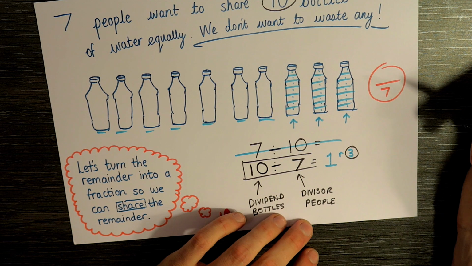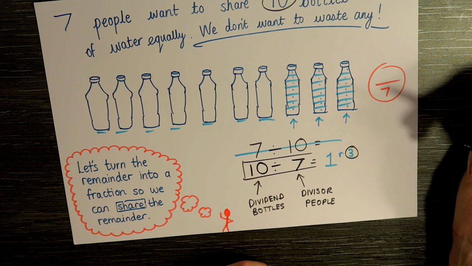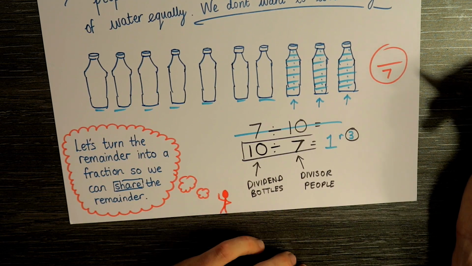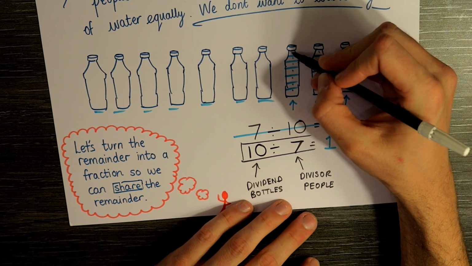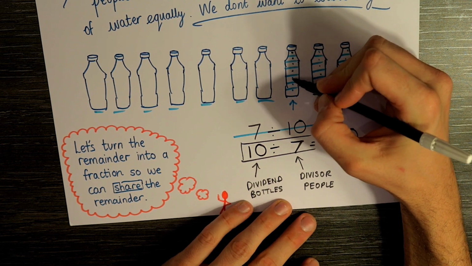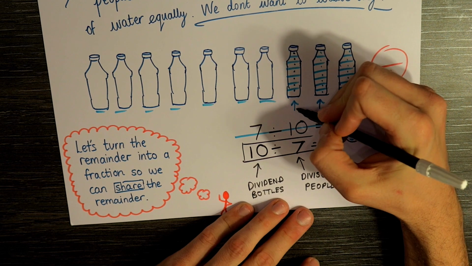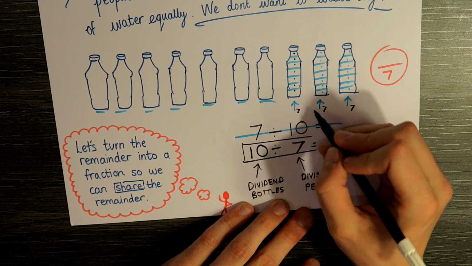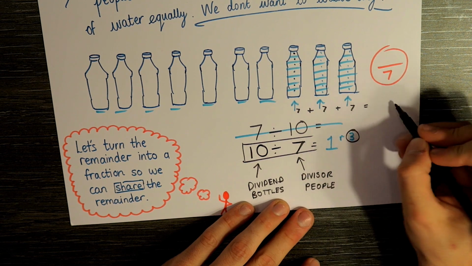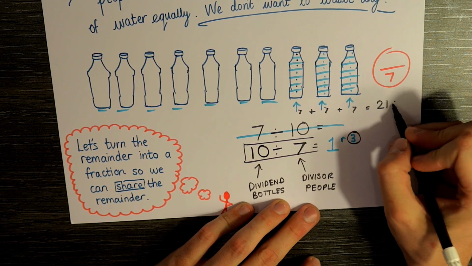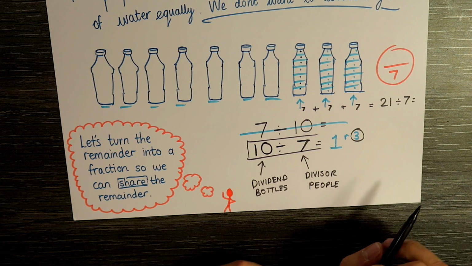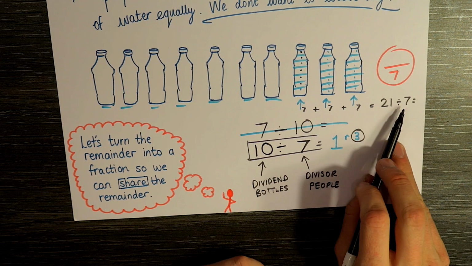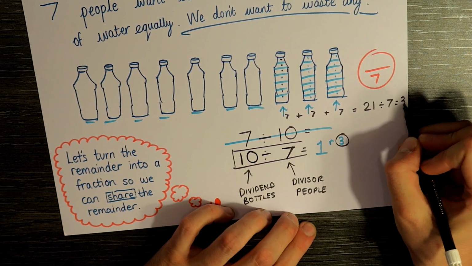So now, let's think about this as another division question. How do we share? Well, let's have a look. How many have we got? 1, 2, 3, 4, 5, 6, 7 parts. 1, 2, 3, 4, 5, 6, 7. 1, 2, 3, 4, 5, 6, 7. How do we split 21 parts between 7 people? If you know your 7 times table, you know that the answer is 3.